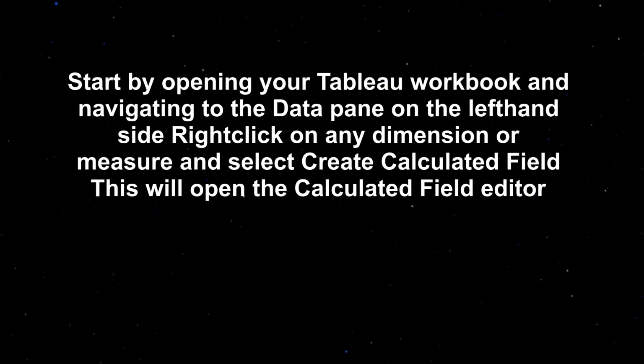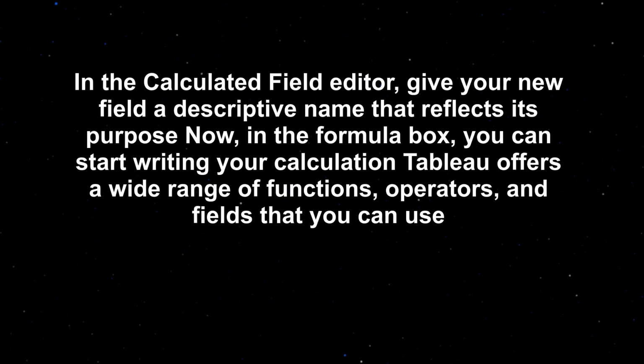Start by opening your Tableau workbook and navigating to the data pane on the left-hand side. Right-click on any dimension or measure and select Create Calculated Field. This will open the Calculated Field Editor. In the Calculated Field Editor, give your new field a descriptive name that reflects its purpose.